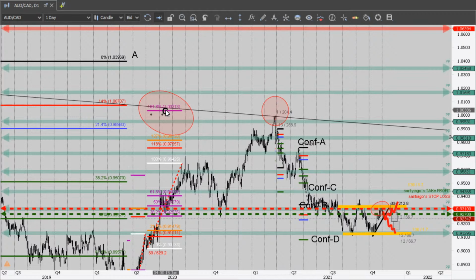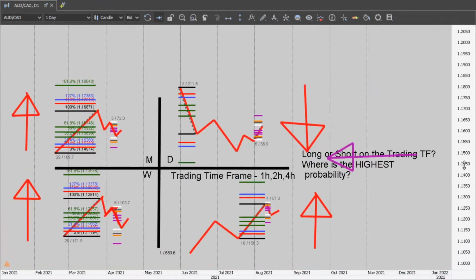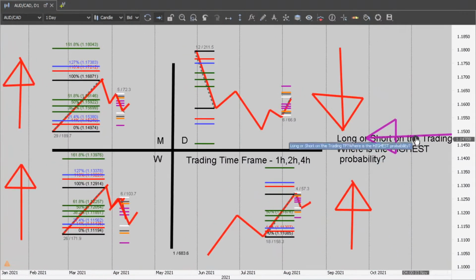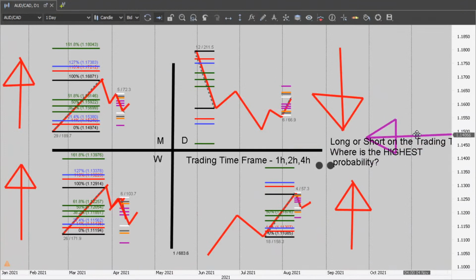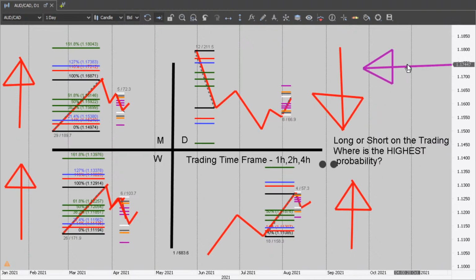Is this C confirmed? No, exactly. No, it's not. So when you have something like this, everybody, you know, come on. When you have something like this, right? Here is the question. How are you going to make pips and money on the 1 hour, 2 hour, 4 hour chart?